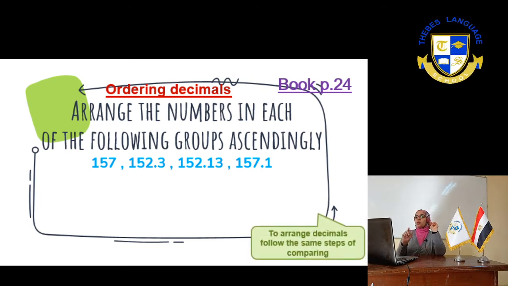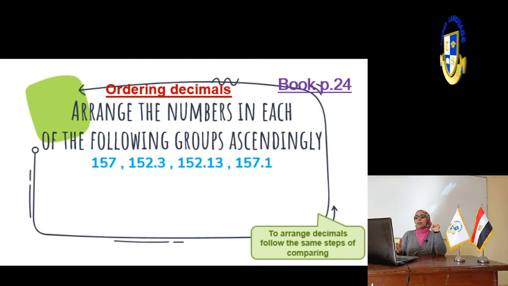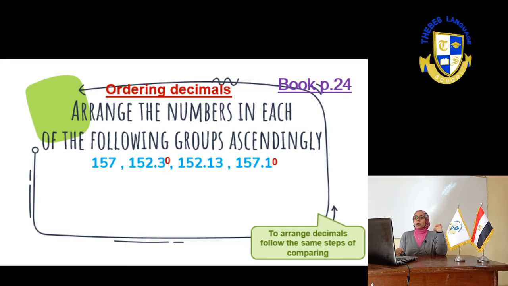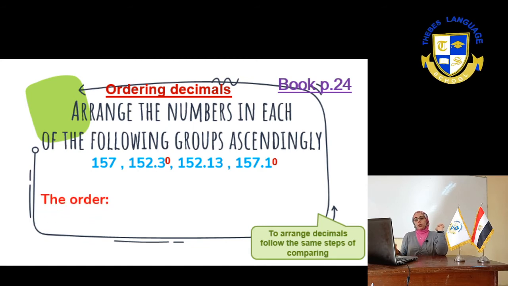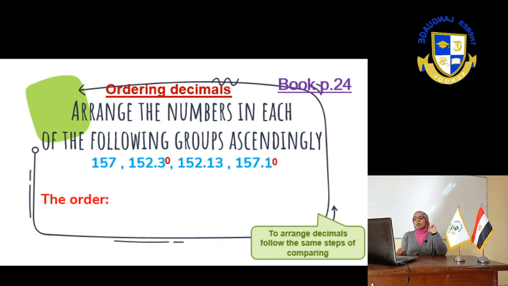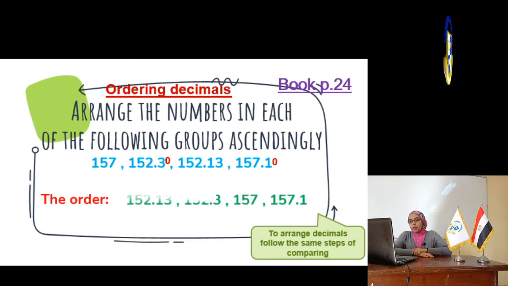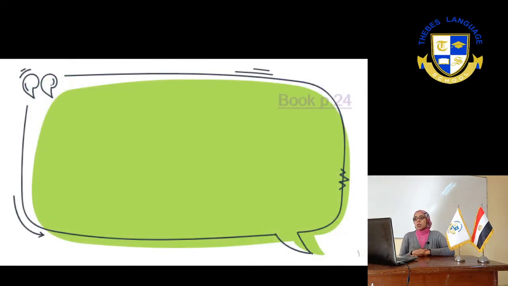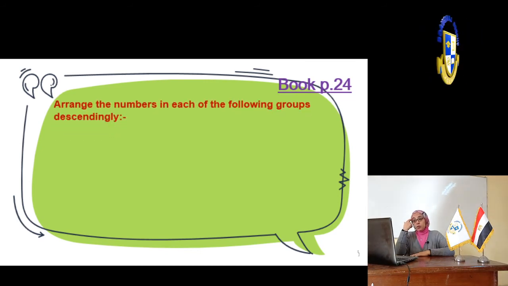Which is smaller? Go to the decimal part, but at first make the balance. Put 0 on the right of the 3, it will be 30 and 13. Which is smaller? 13. So 152.13 is the smallest one, and then 152.3. Now, 157 and 157.1, of course 157 only is smaller than 157.1. So it will be 157 and the last one 157.1.